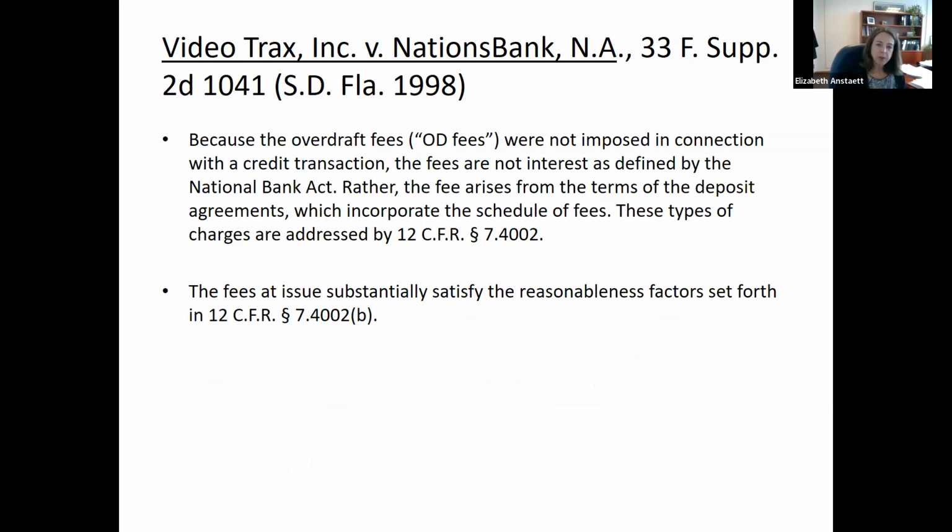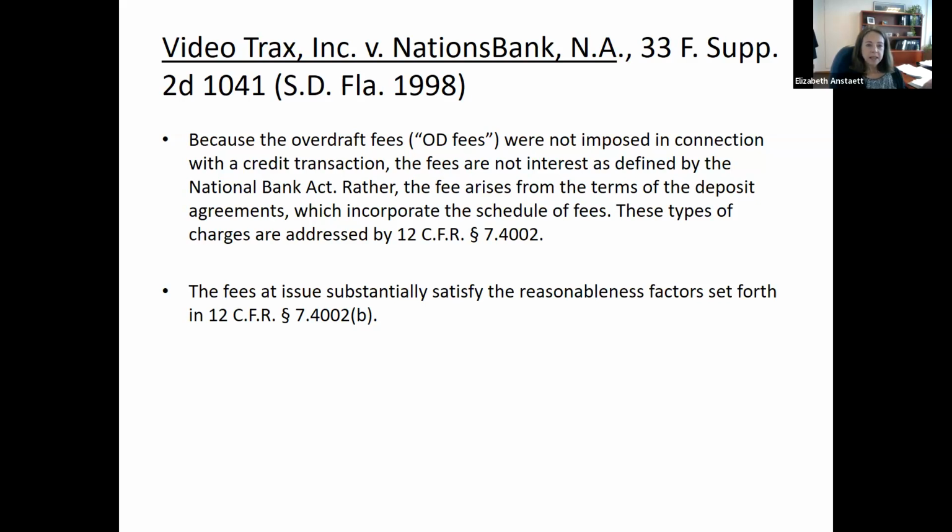The person breached the deposit account. The bank went ahead and honored the payment instrument, but that is still a deposit account transaction, and it is governed by 7.402. It is not interest on a loan. And consequently, the fee that was charged was reasonable.